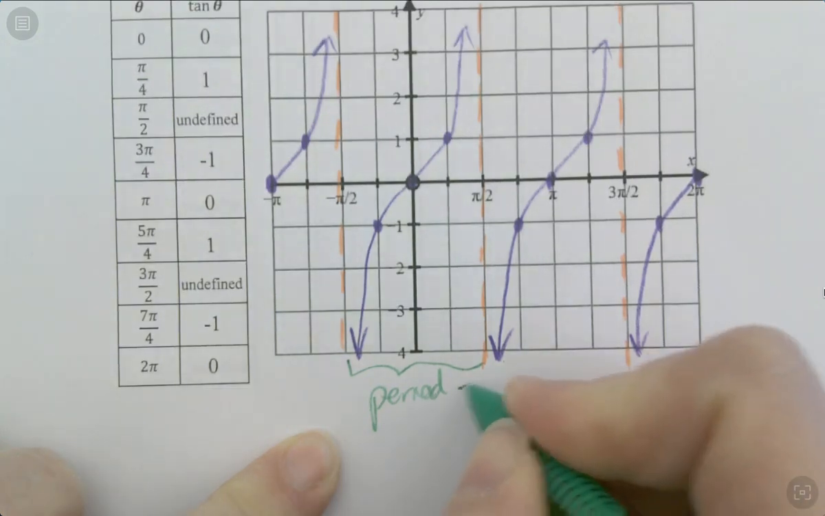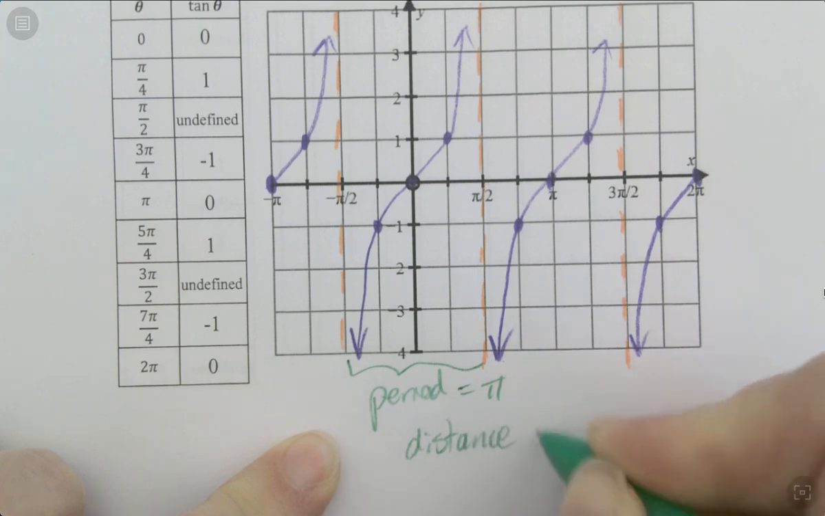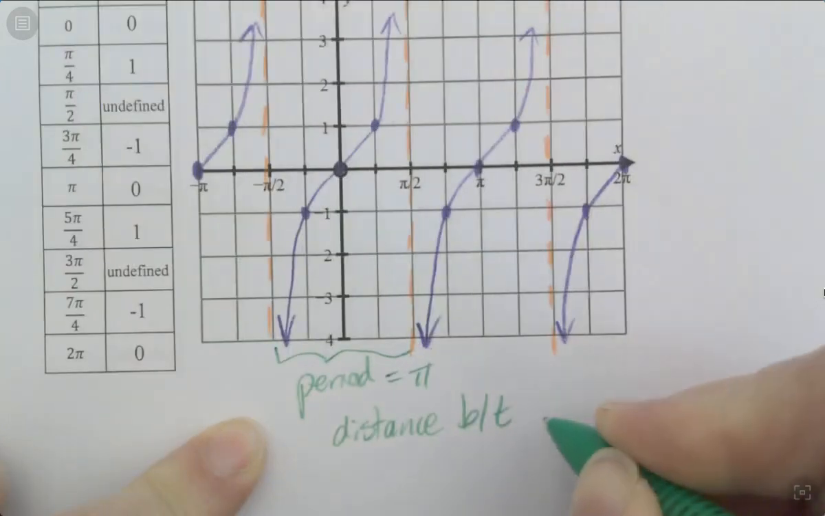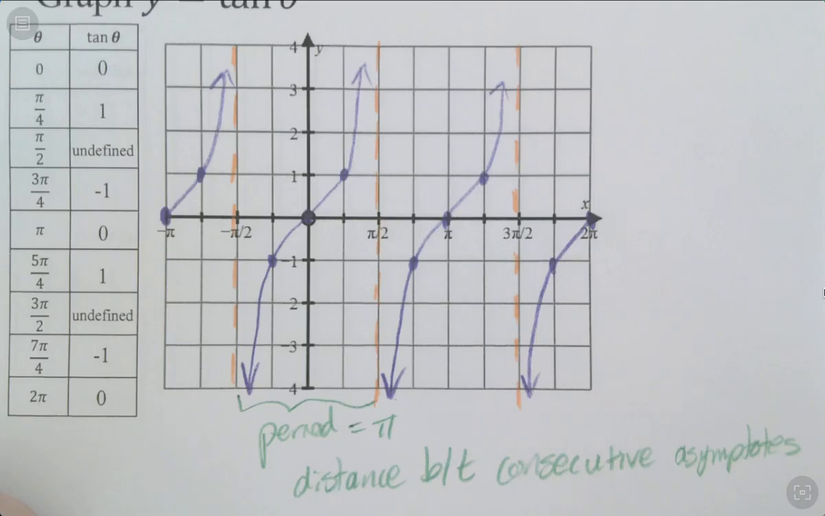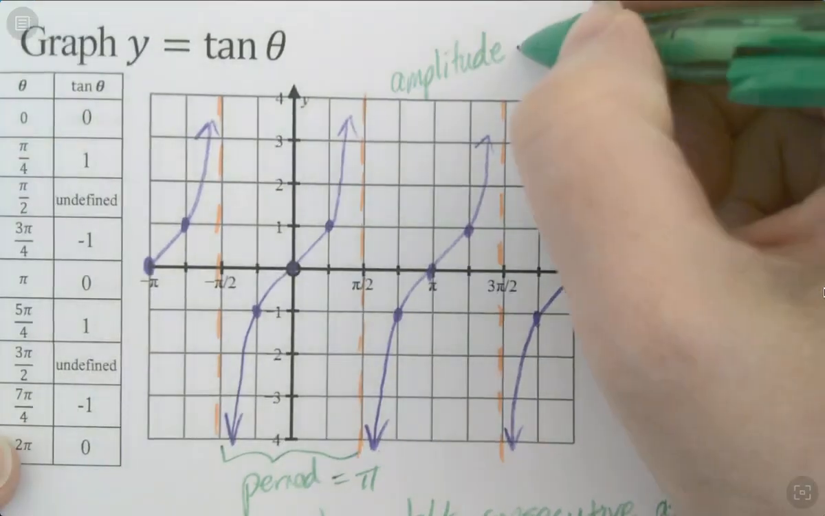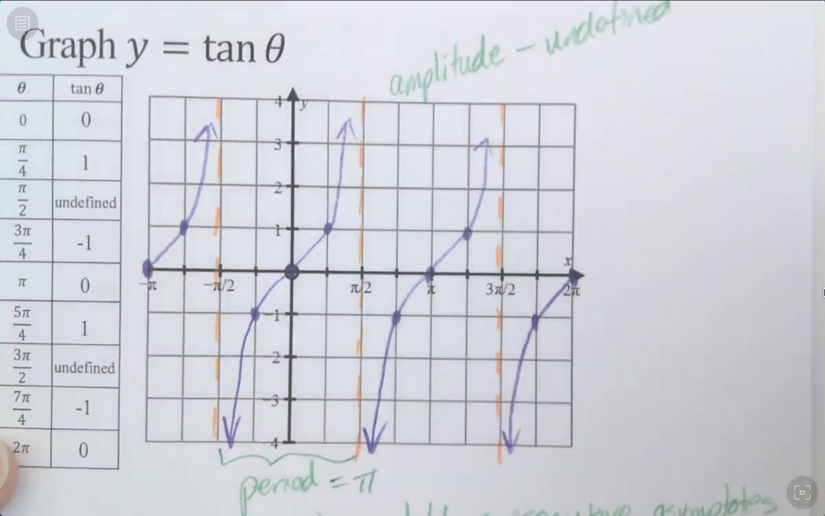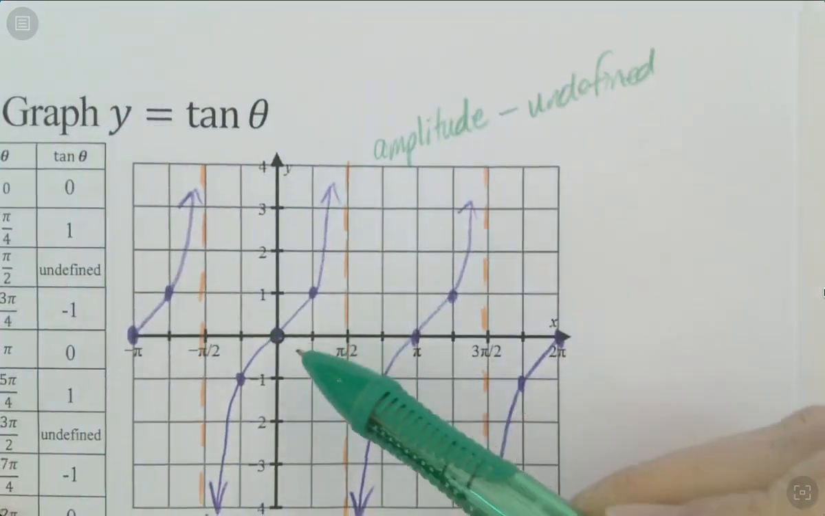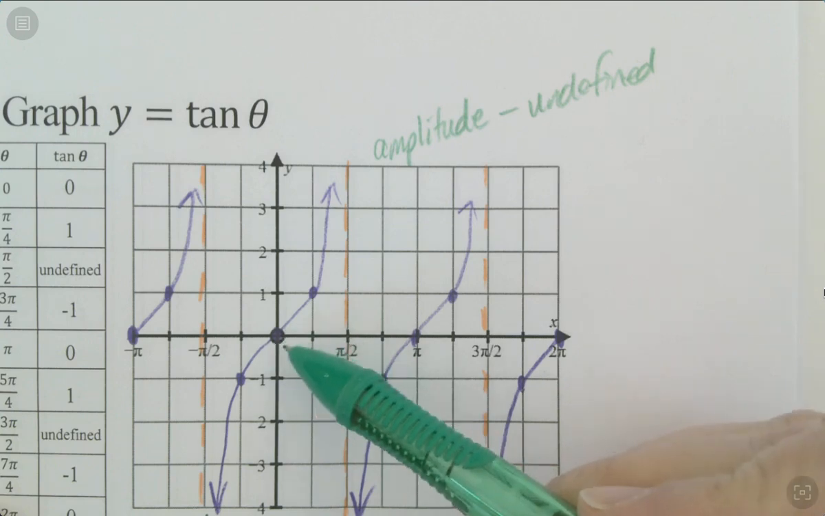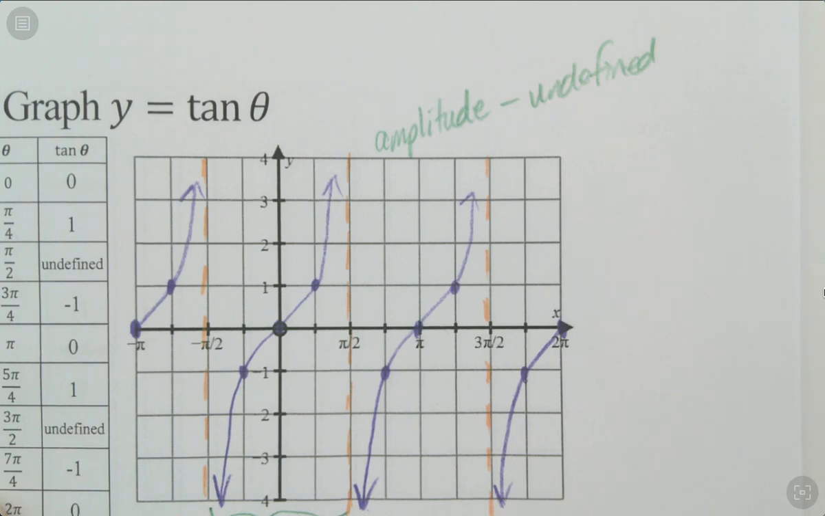Yeah, it's pi. The period is going to be pi, the distance between consecutive asymptotes. Now what do we think about the amplitude? Yeah, infinite, or really just undefined. Remember, the amplitude for the sine and the cosine was how high it goes from its axis up to its maximum? But since these go up and down forever, there is no amplitude.